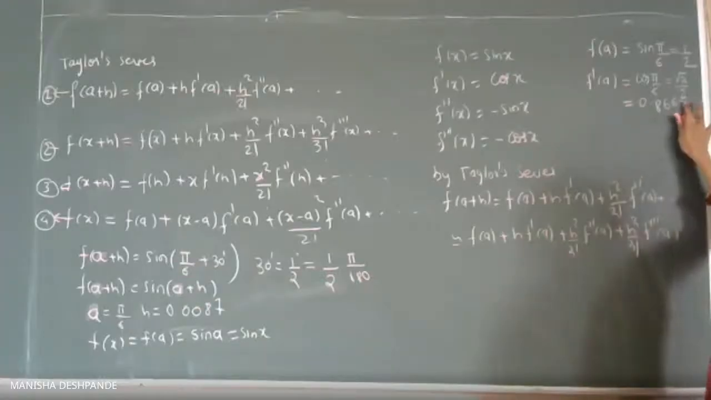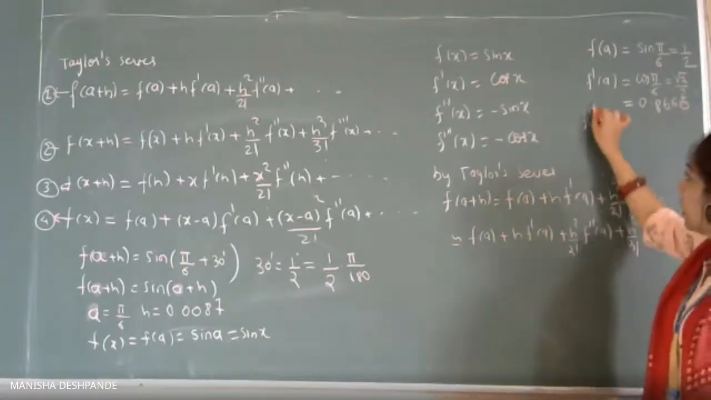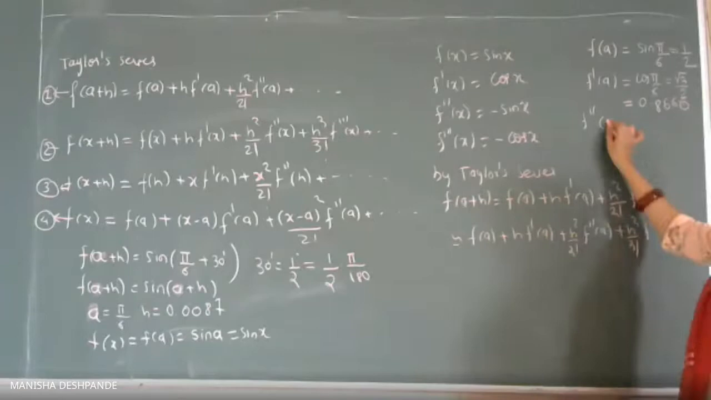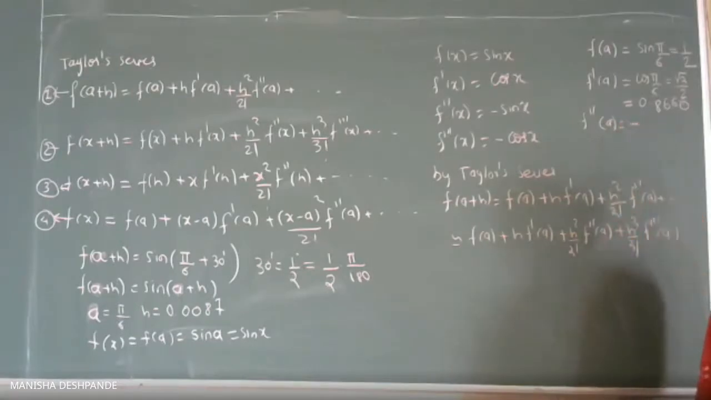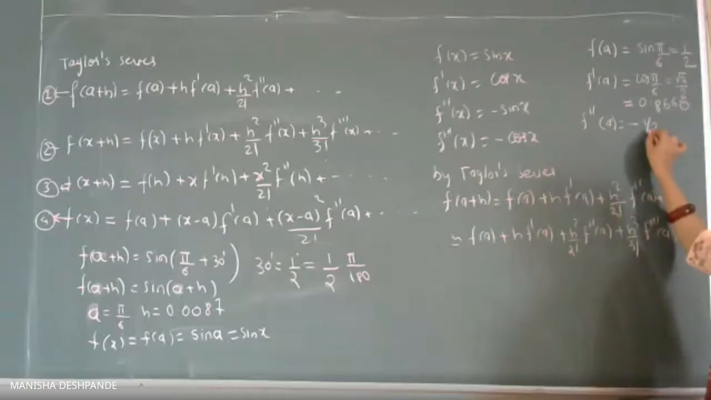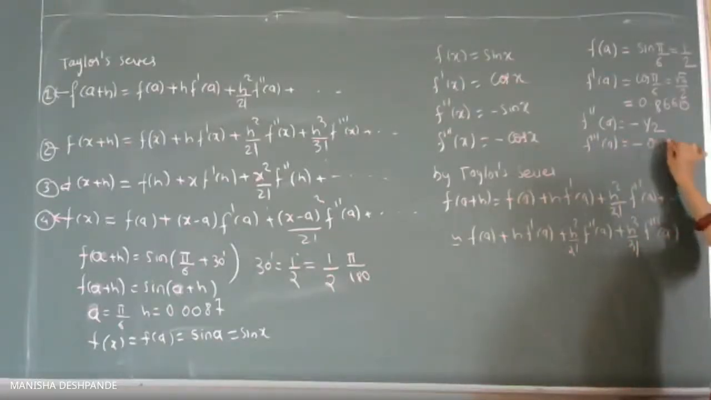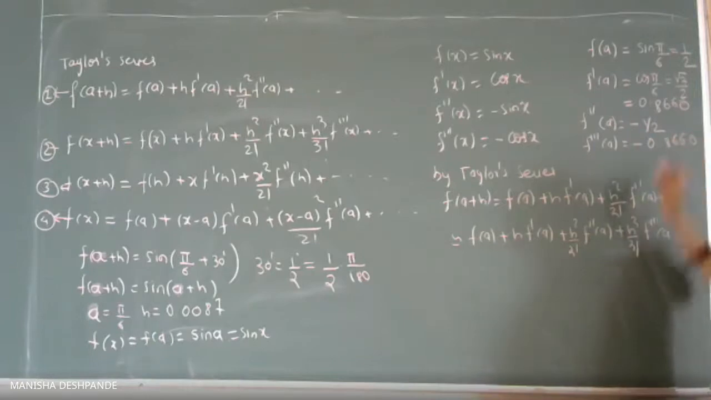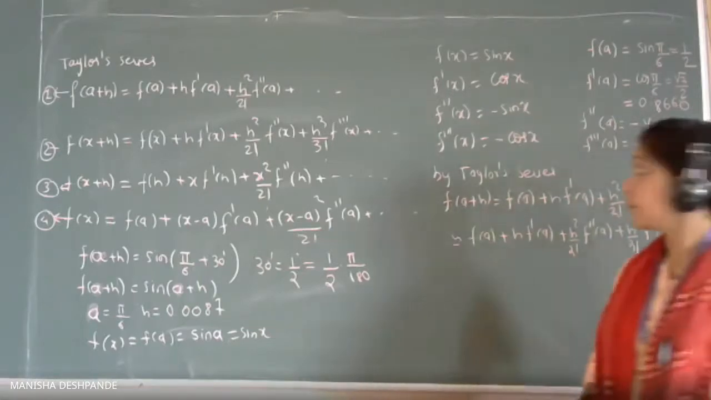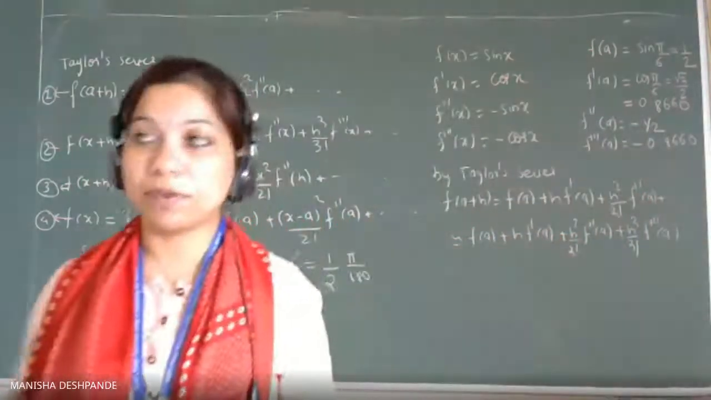Then f double dash of a is minus sine of pi by 6, that is minus half. I am writing this directly. Then f triple dash at a is minus cos of x, that is minus 0.8660. Okay. Fine. Now what you have to do? Put it in that equation and you'll get the answer.